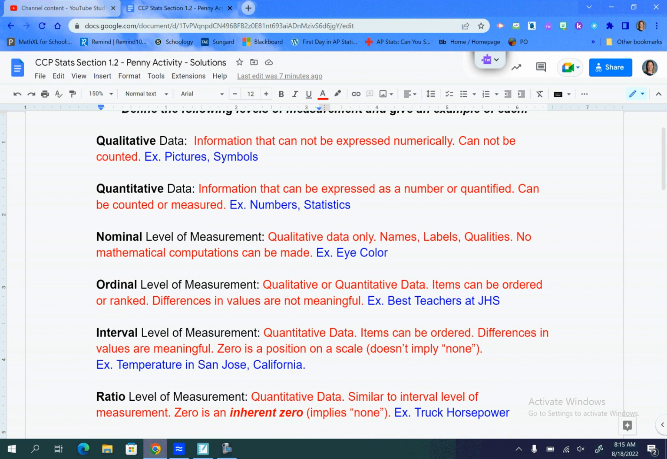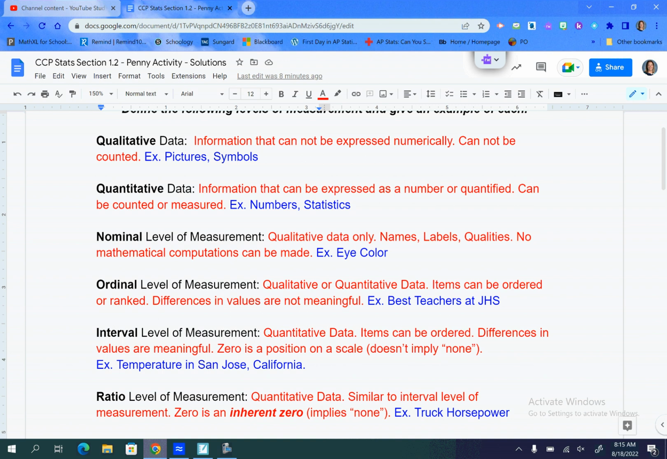Ordinal could be qualitative or quantitative. Most of the time it's qualitative data, and that's something that can be ordered or ranked. So like if I said the best teachers at JHS, we could have the first place teacher, the second place teacher, the third place teacher, or like finishers in a race, those can be ranked. Top 10 schools, things like that can be ordered, so it's ordinal.